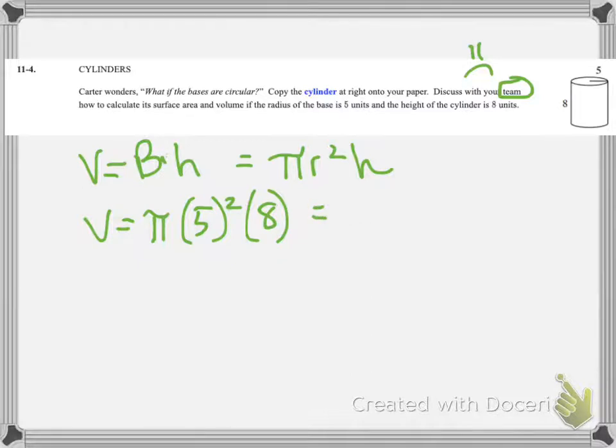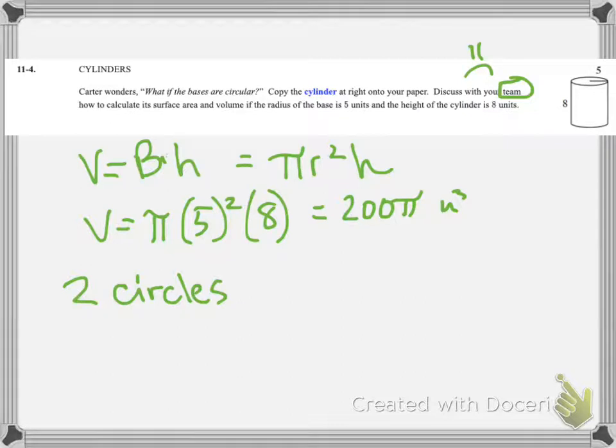And that's going to be 25 times 8, which is 200 pi, if we leave it in terms of pi, and that's going to be cubic units. And then the surface area, we have two circles, the top and the bottom. So we have two circles, and okay, now the sides of a cylinder.